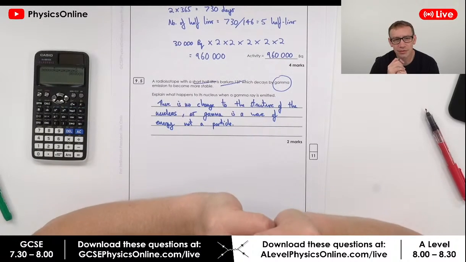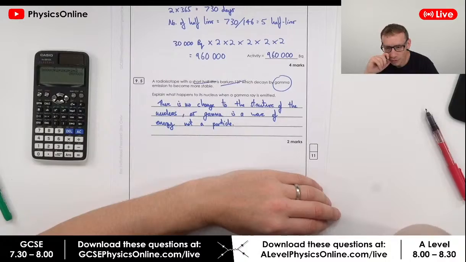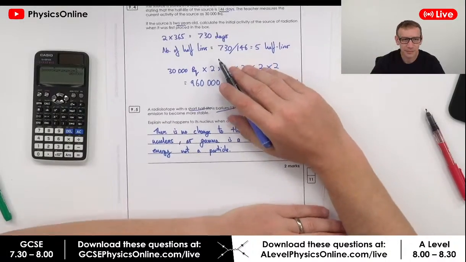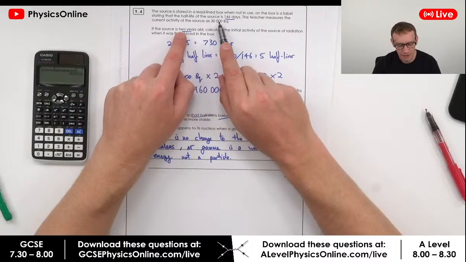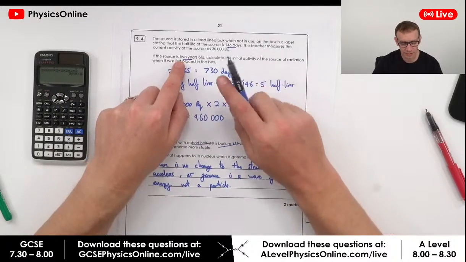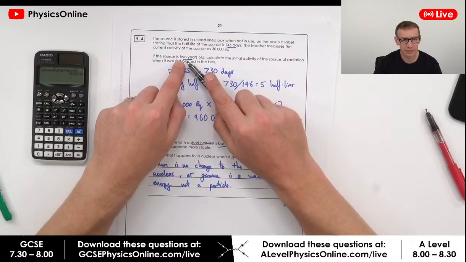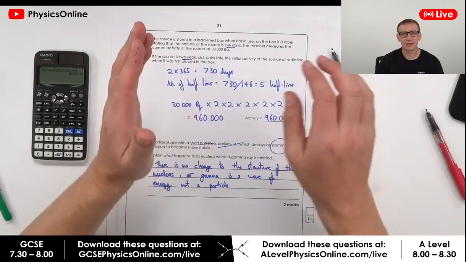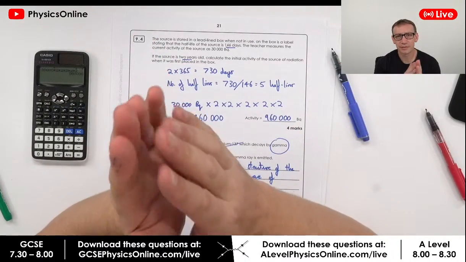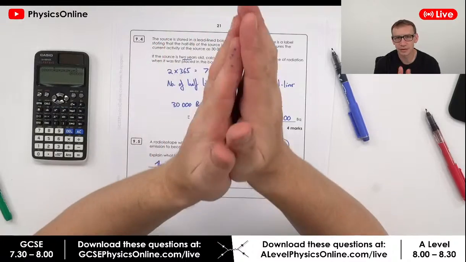Why did I do 2 to the 5? Basically, for this one, we know the activity after 2 years, but we want to know the activity 2 years ago. Now, 2 years is the same as 5 half-lives, which means in that time the activity is halved and halved and halved and halved and halved.